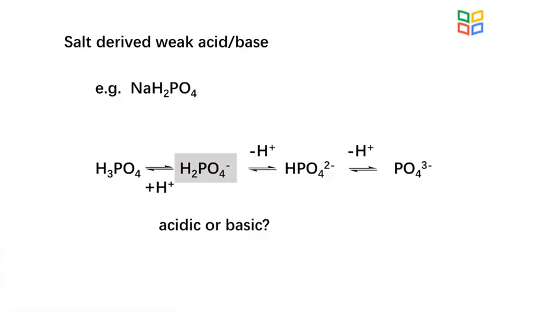Some anions from salts can be either protonated or deprotonated. See the example. Dihydrogen phosphate ion. Can we predict whether the solution of the ion is acidic or not?